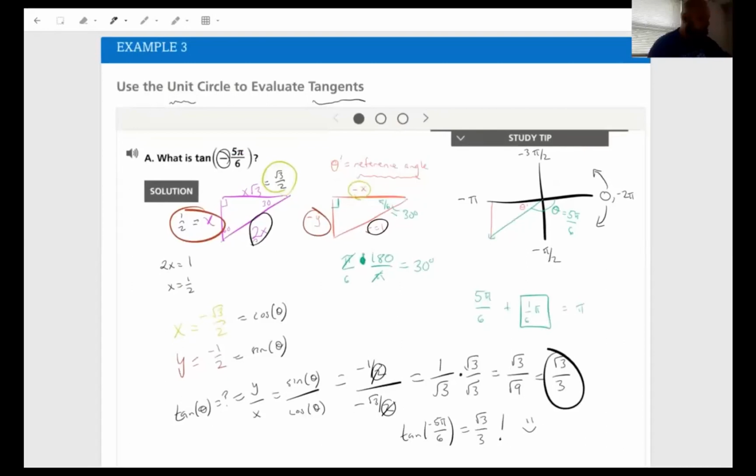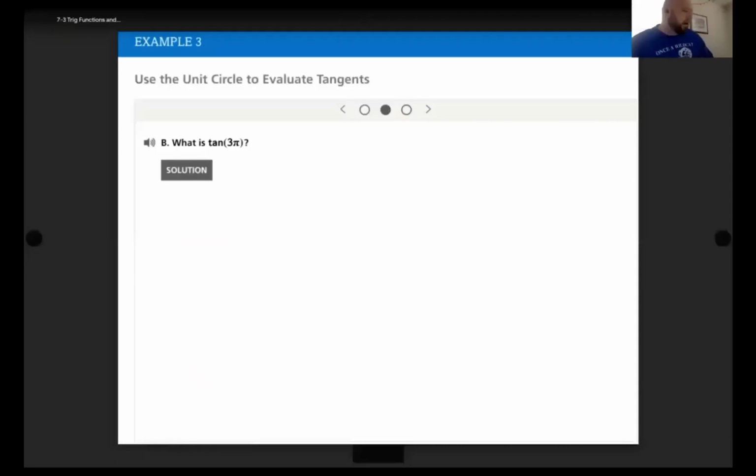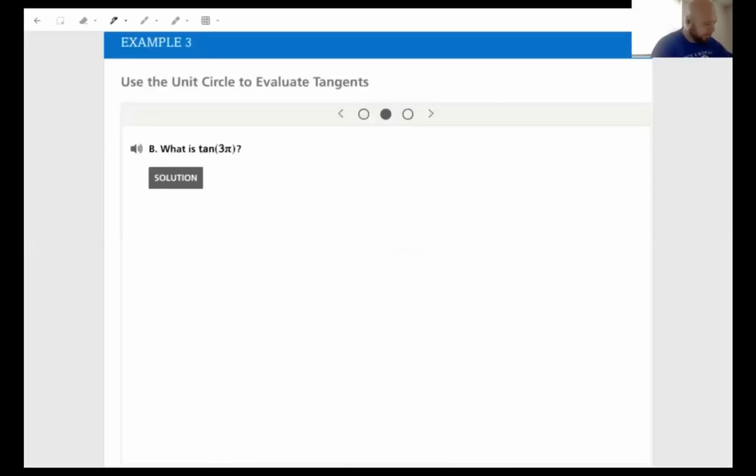That's only part A. I'm going to jump over to part B for example 3. We're going to pretty much do the same type of thing here, but this time we have a different angle. We have the tangent of 3 pi. Again here, I'm going to draw a set of axes. This is 0. This time we have a positive angle. So we're not going to go down. We're going to go up.